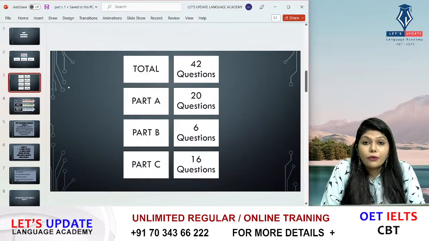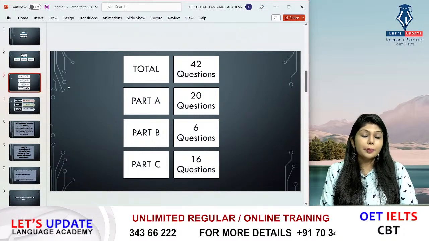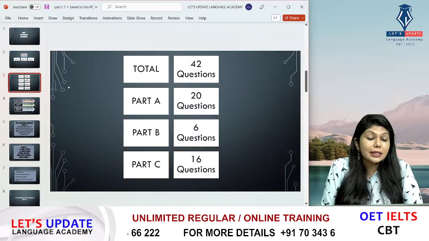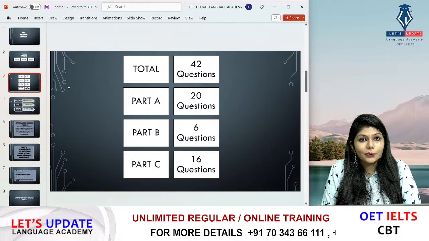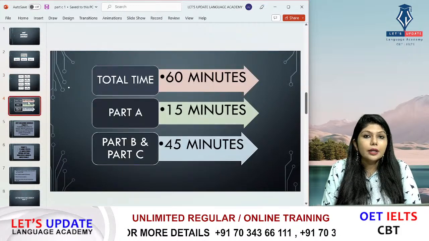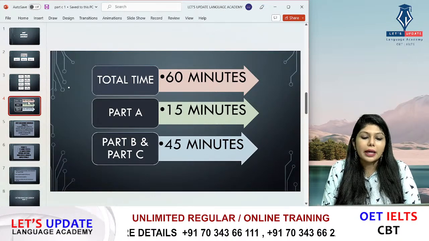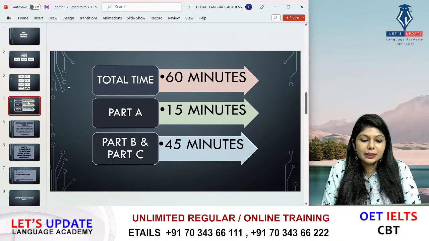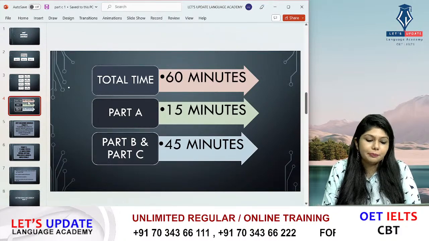You will have a total of 42 questions. Part A will consist of 20 questions, part B will consist of 6 questions, and part C will consist of 16 questions. Regarding the time duration, you will be allotted a total time of 60 minutes, or 1 hour. Part A will be allotted 15 minutes, and for parts B and C together you will be allotted 45 minutes to complete.